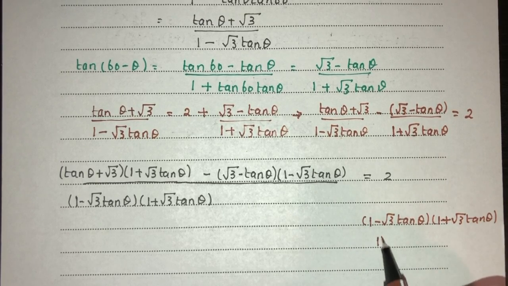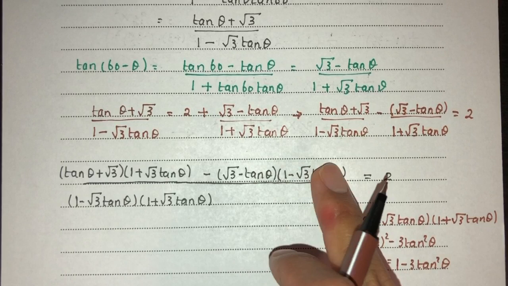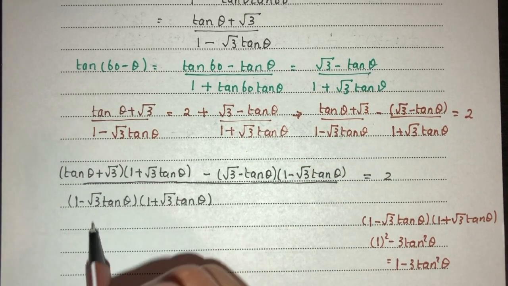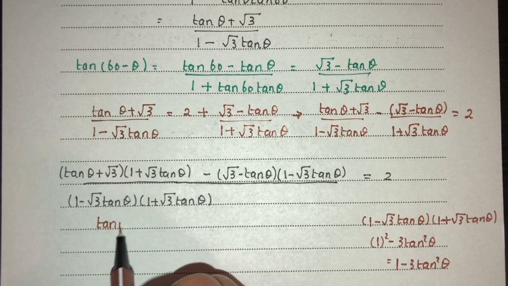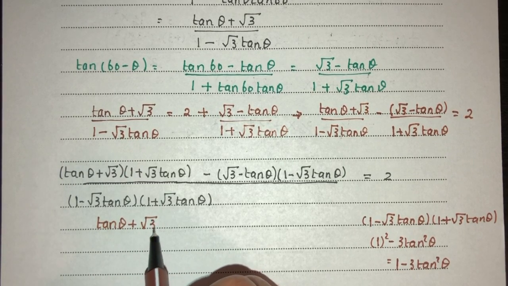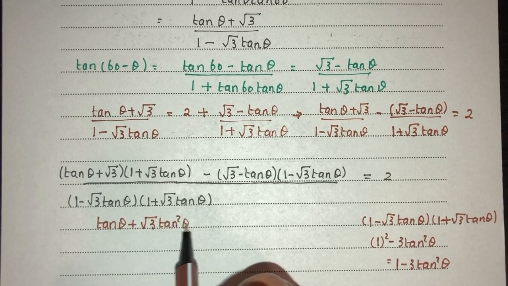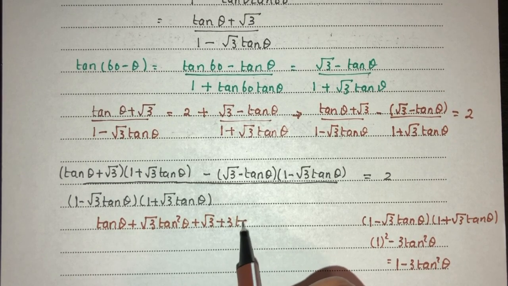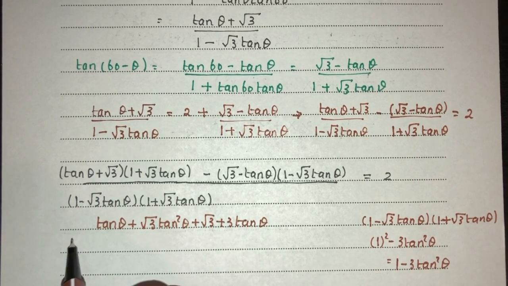It is equal to 1 square minus 3 tan square, which is 1 minus 3 tan square. That's the base. How about the top? The top should become, let's simplify, so expand, you will have tan of theta plus root 3 tan square of theta plus root 3 plus 3 tan of theta. Then we have minus here.